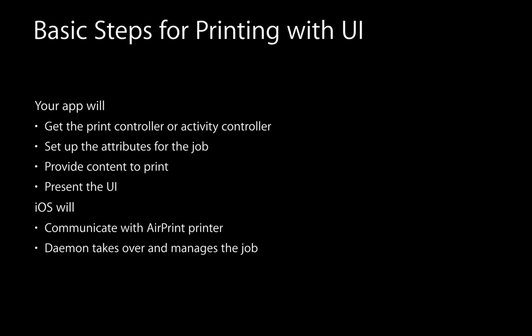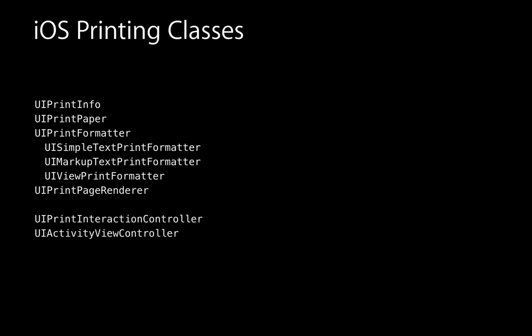At this point, iOS takes over. It communicates with the AirPrint printer, figures out all the relevant information. The daemon takes over managing the job. If the job needs a username and password, the printing system takes care of that. If the paper runs out or ink runs out, any of that kind of stuff, that's all managed by the daemon. So your app doesn't need to deal with any of that stuff.